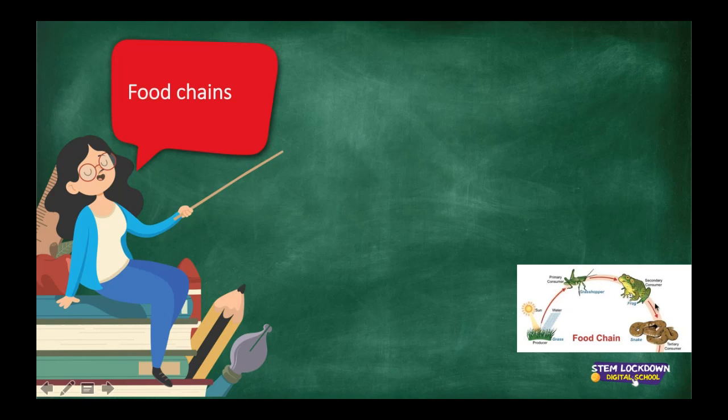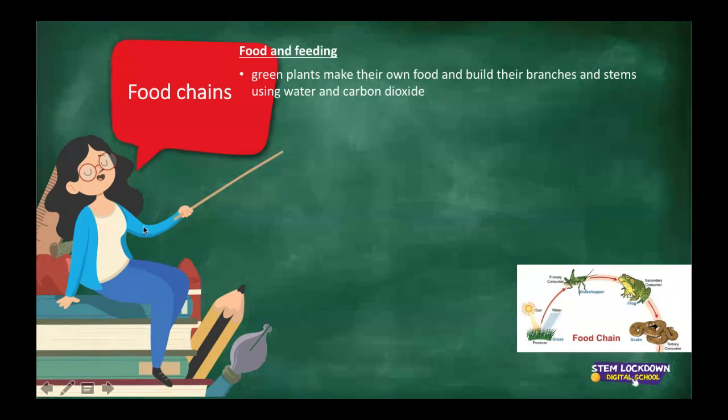The snake depends on the frog. The frog depends on the grasshopper. The grasshopper depends on the grass. Then the grass again depends on the sun and water. Food and feeding.